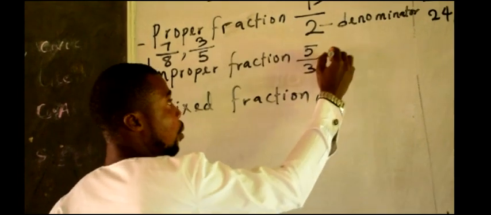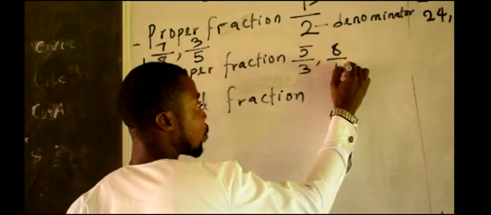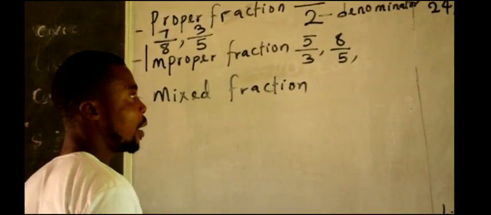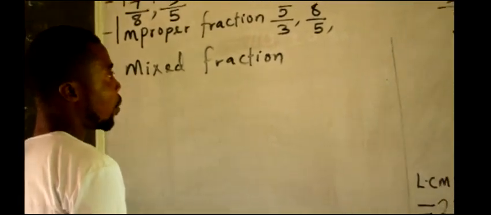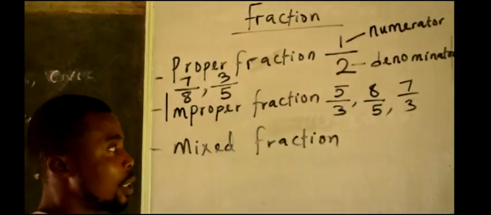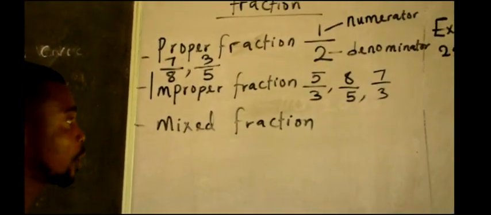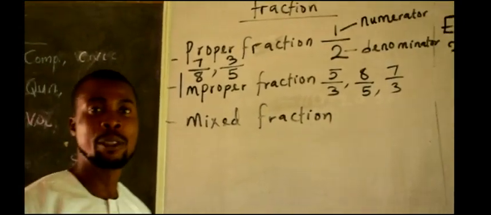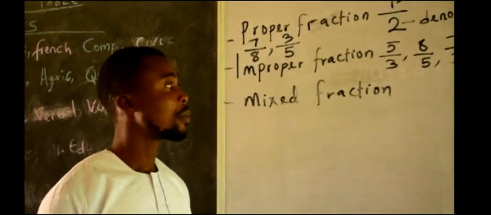Another example, 8 over 5 is another example of an improper fraction. 7 over 3 is an example of an improper fraction, and so on and so forth. You can write as many improper fractions as you like.